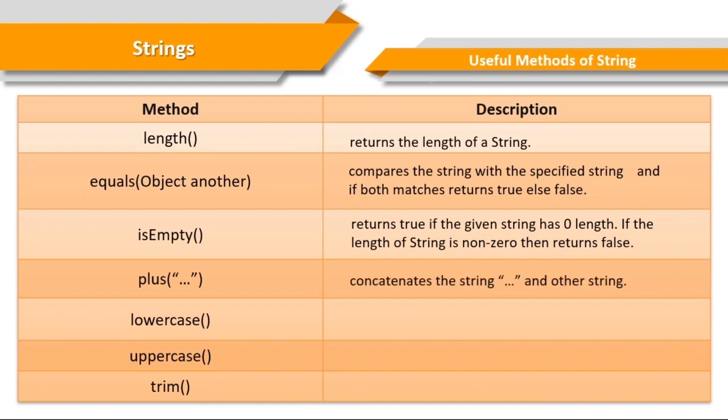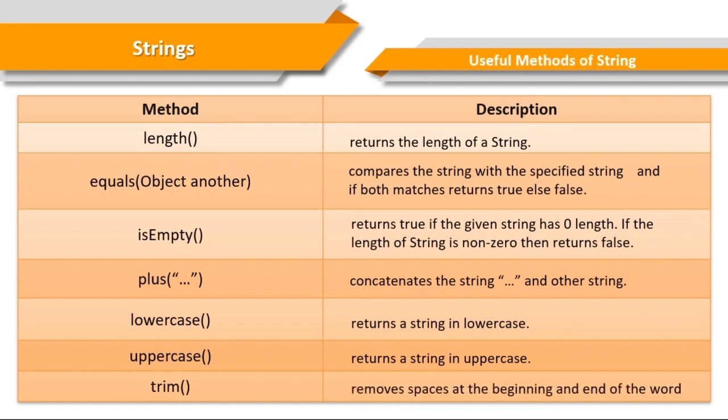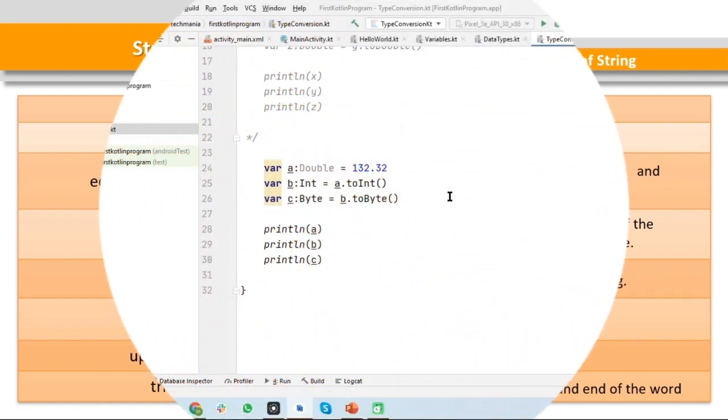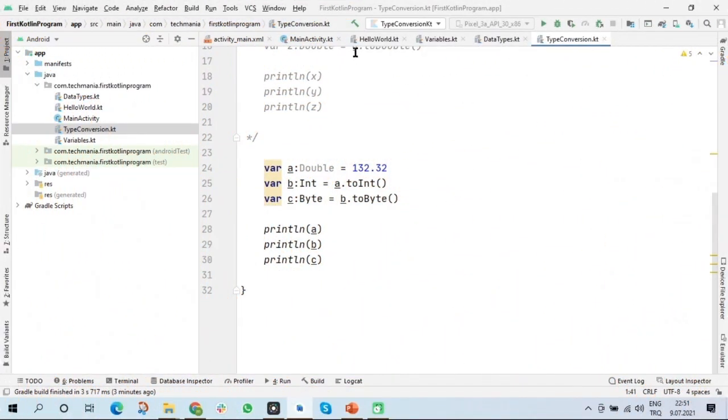Plus method adds a string expression enclosed in parentheses to the end of another desired string expression. Lowercase method returns a string in lowercase. Uppercase method returns a string in uppercase. Now the trim method removes spaces at the beginning and end of the word. Cool. All right, so we'll move over to Android Studio and warm up with some practice.